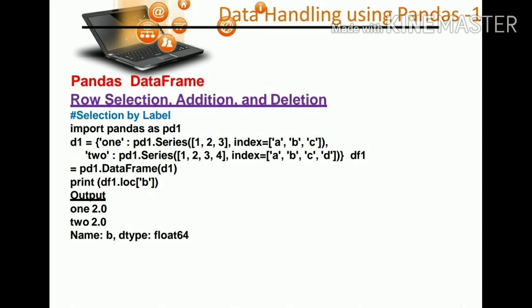1 is the first column name, 2 is the second column name. What is the value of b in that? So in both cases the value of b is 2.0, 2.0. Means if you want to get a particular value of a particular index, we can use the loc command, and in that we have to provide the index name in the loc bracket. It will give you the output with the column names of that particular index. I hope it is clear.